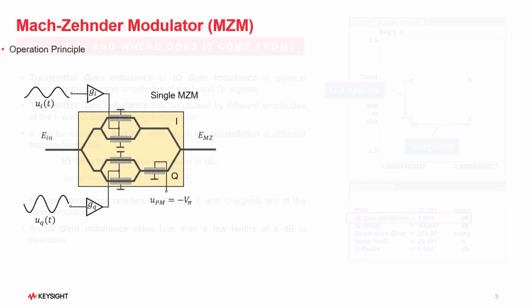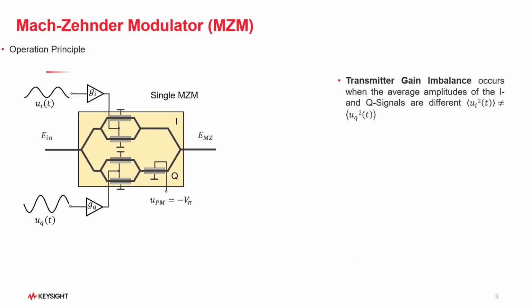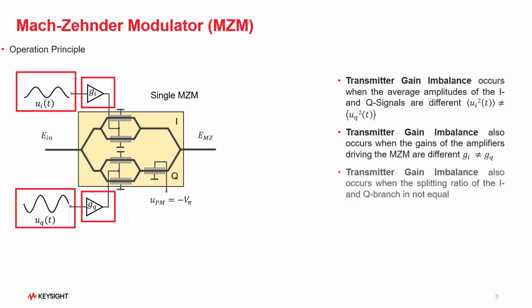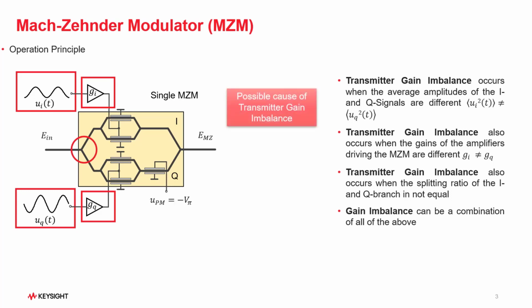Here's a simplified block diagram of a single Mach-Zehnder modulator. Transmitter gain imbalance could result from different signal levels for the I and Q signals used to drive a Mach-Zehnder modulator. Different signal levels of the data signals may be responsible for the imbalance, as well as different gains of the driver amplifiers for the modulator. For troubleshooting purposes, it should be considered that a combination of different signal levels and the different gains can also be the cause of a transmitter gain imbalance.